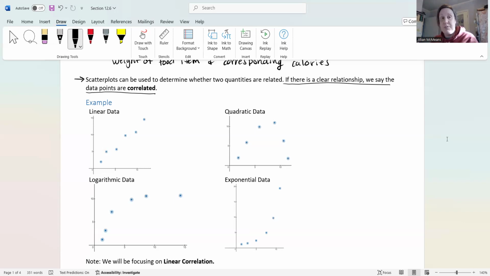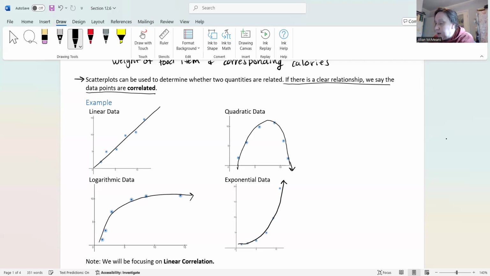So here we have four examples. If we look at this first example of linear data, you can see clearly these points are not exactly on a line, but if I were to draw a line, all of those points are hovering really closely to it. For the next example, we have quadratic data. These data points are not exactly on a parabola, but if I were to draw a parabola, all of those data points are pretty close. Same thing down here. These data points are not exactly logarithmic, but they're pretty close. And then lastly, these data points are not exactly exponential, but again, they're pretty close.